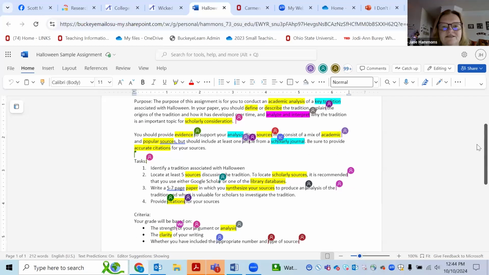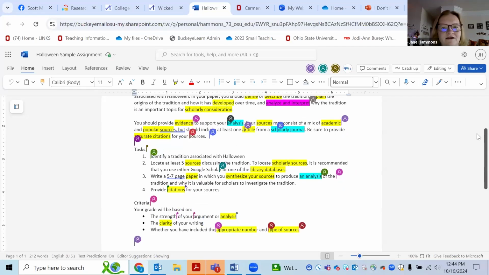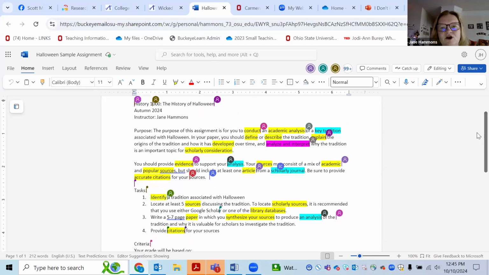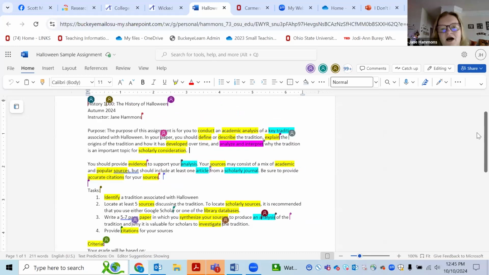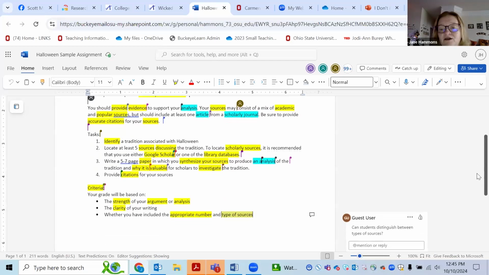Hopefully everyone is seeing the assignment. You can see all of the things that folks are highlighting. Some of the things that folks have noted: students may not know what an academic analysis is, or terms such as define or describe, analyze or interpret. They may not know what scholarly consideration is, what a scholarly journal is, what academic or popular sources are, what sources are in general. They might know library databases, but they may not know citations. Criteria is a term that they may not know, right?